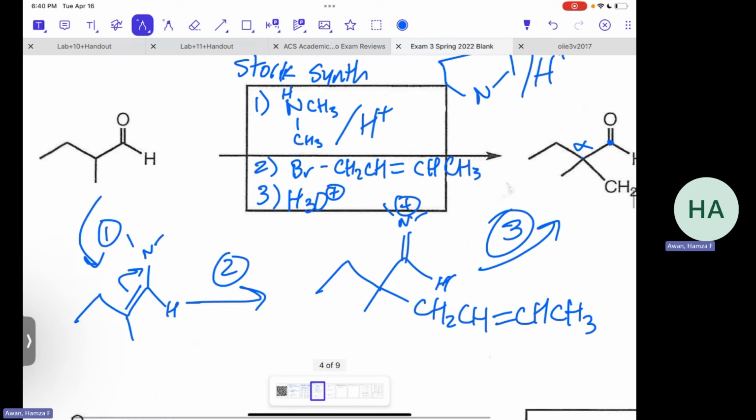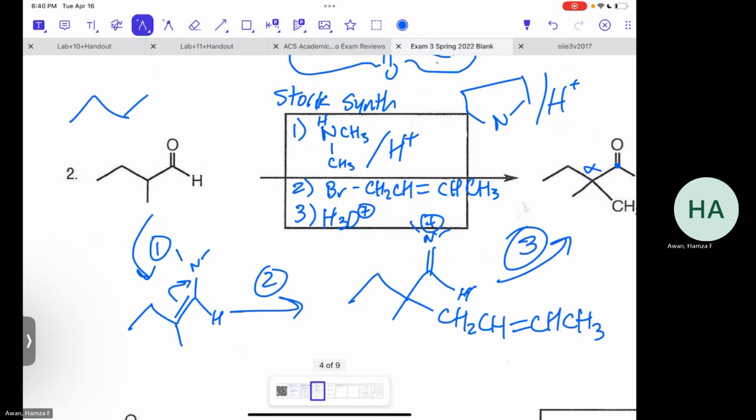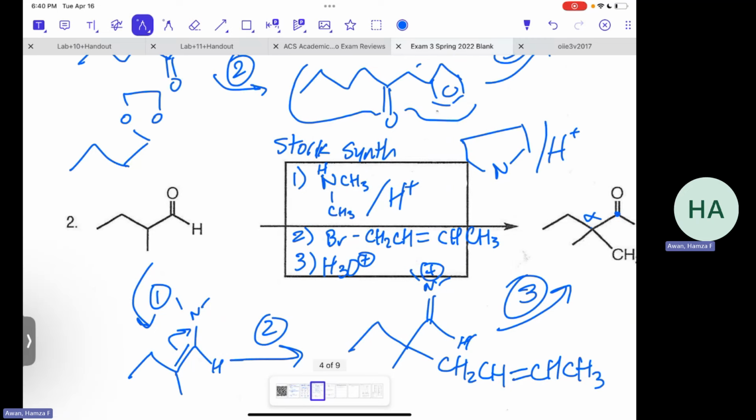So if we were going to use that, all we would have whenever we use that is just something like this, right? And so because of that, there's not really a place for our reaction to take place, right? Because we want it to go onto this carbon right here, but there's not anything that's making it react there, right?